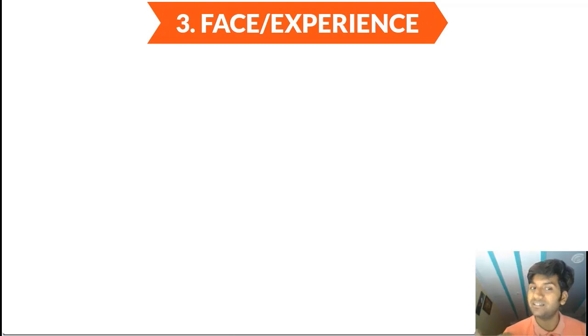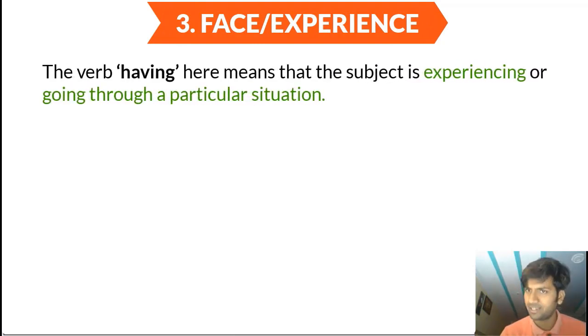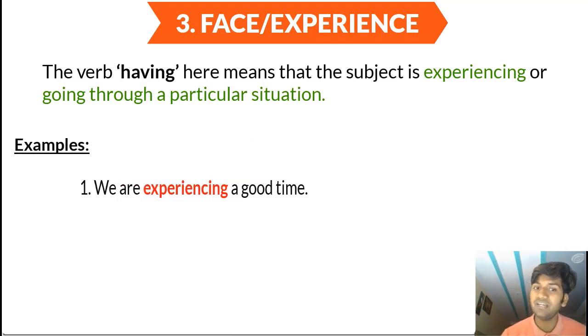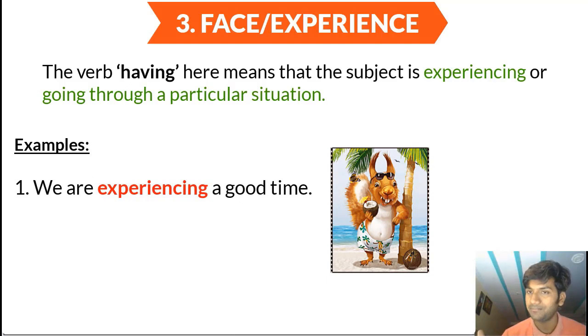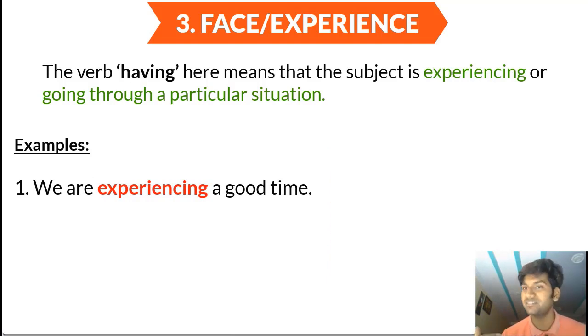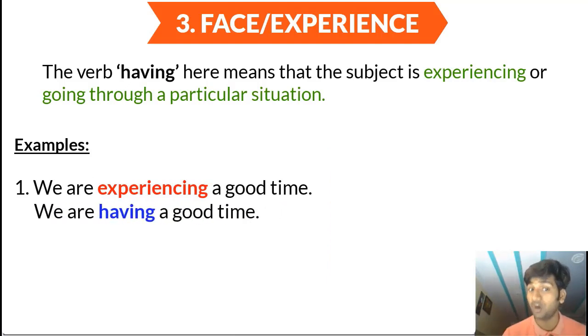Third, it can mean face or experience something. To face something, to go through something, or to experience something. Examples. We are experiencing a good time. Instead of saying experiencing, I can say, and it is very common to say this, we're having a good time. I'm having a good time. We were having a good time. So having here means to experience, experiencing a good time.